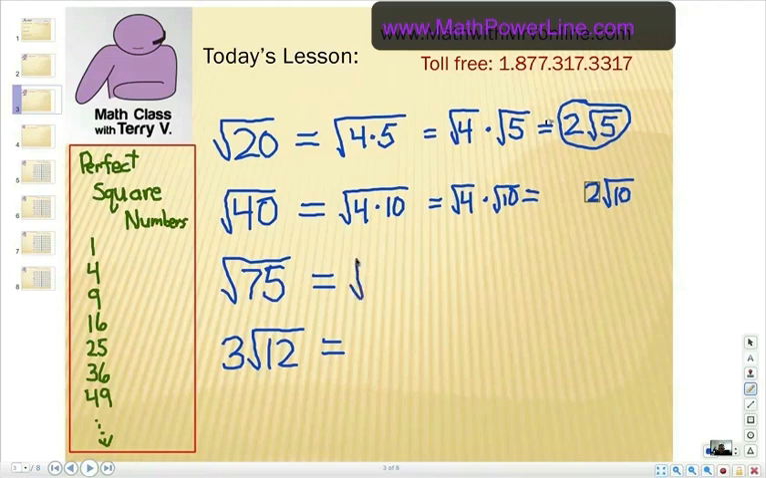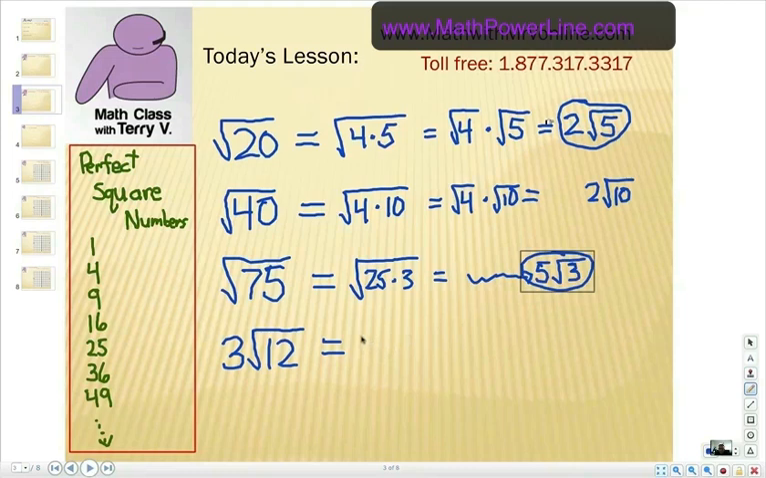So, can you do the next 2? What's 75? Oh yes, 25 times 3. Okay, now I'm going to leave out this middle step because we should be able to go quickly to the next one, which is the square root of 3, and the square root of 25 is 5. So our final answer there, simplified radical, 5 radical 3.